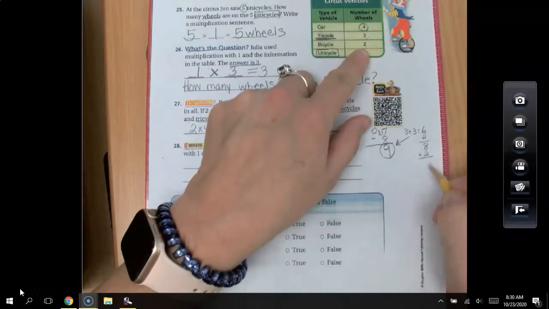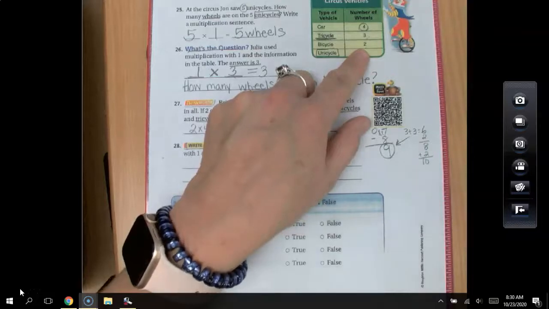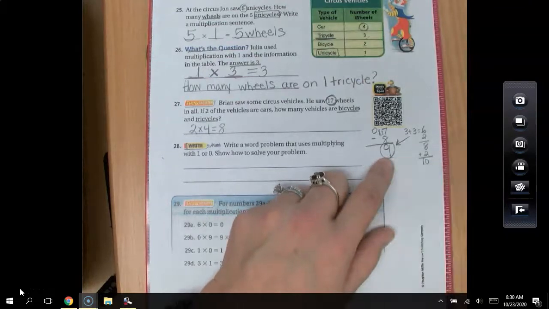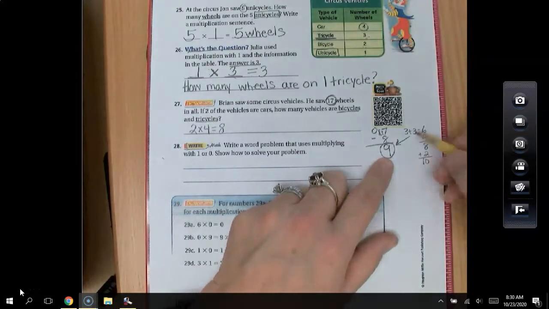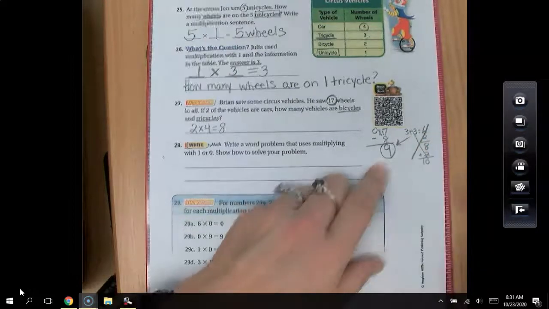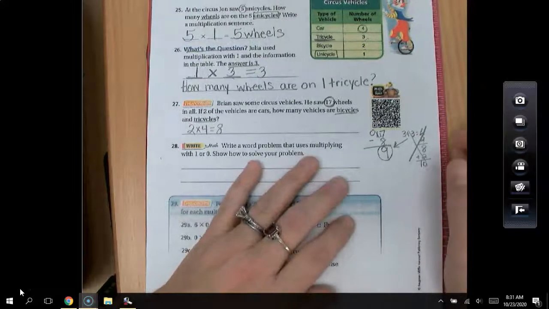8 plus 2 is, oh no, that's 10. That's not going to work. I can't do that. I went over the number of wheels I saw. So that will not work. I cannot have 2 tricycles. So let's try 1 tricycle.